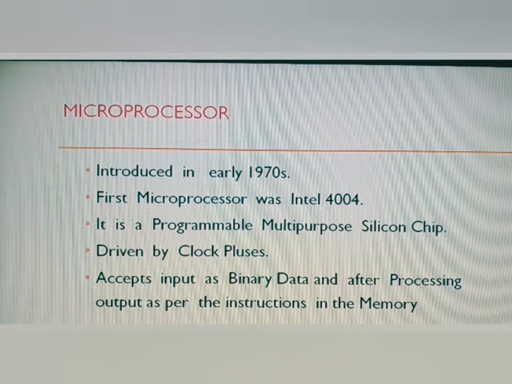Okay? So microprocessor is not something big, it is a small chip. It is a programmable multi-purpose silicon chip. In which year was it introduced? In the 1970s. What was the first microprocessor? It is your Intel 4004. Based upon which concept is it working? It is going to accept the binary data as input, process it, and as per the instructions in the memory, it is going to produce the output. So, clear with the introduction about the microprocessor? Just don't forget, it is just a chip.